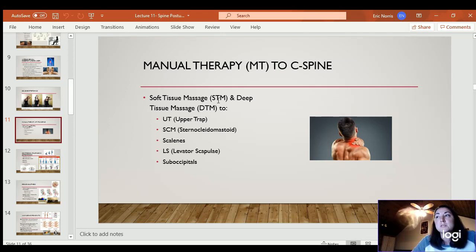STM stands for soft tissue massage, DTM, deep tissue massage, MFR, myofascial release. All of those things we're going to practice in lab. Practice palpating, finding each of these muscles, and then doing the manual therapy on those.